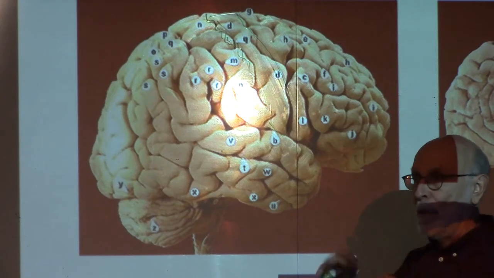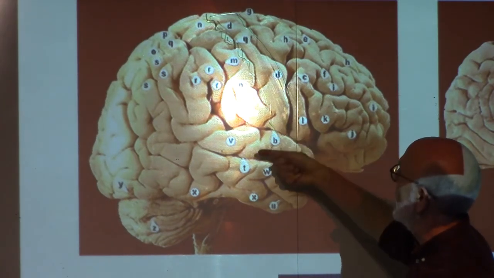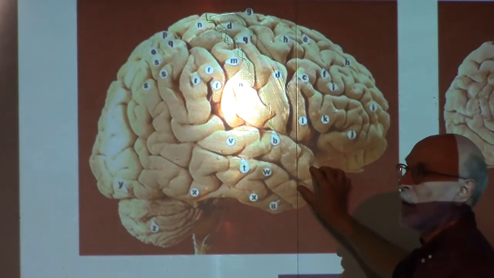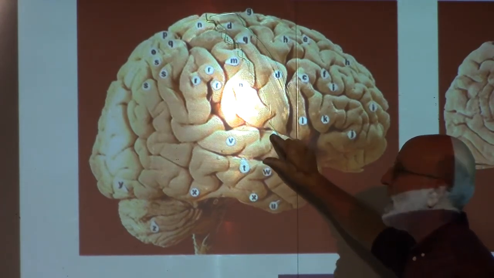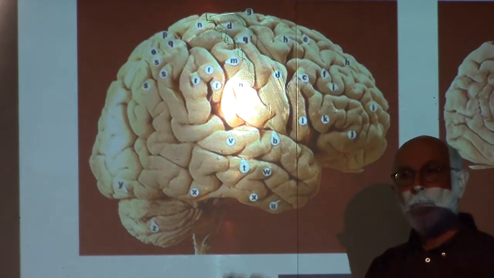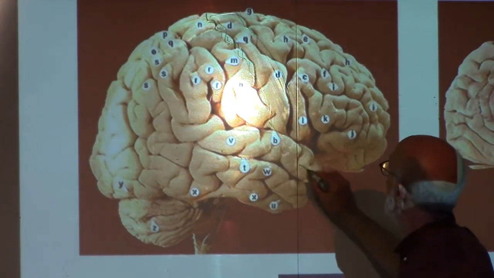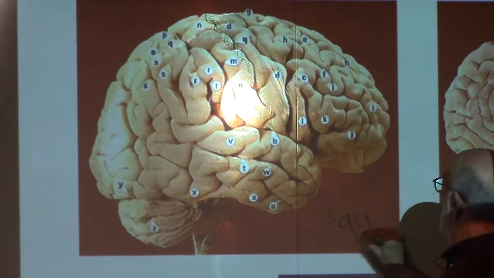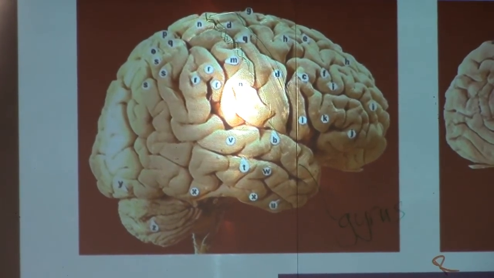What is the name of the lumps? So here's a sulcus, and here's a sulcus, and there's this lump of brain between this groove and this groove. What's the name of those things that we call those lumps? I don't call them lumps, we call them a gyrus. So this is a gyrus. The plural is gyri.